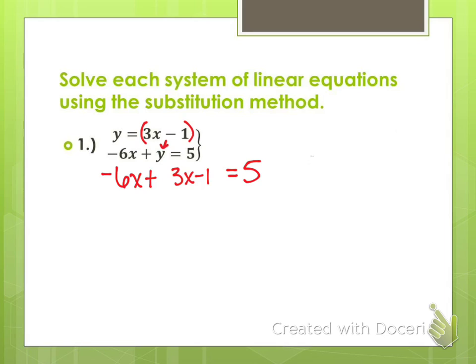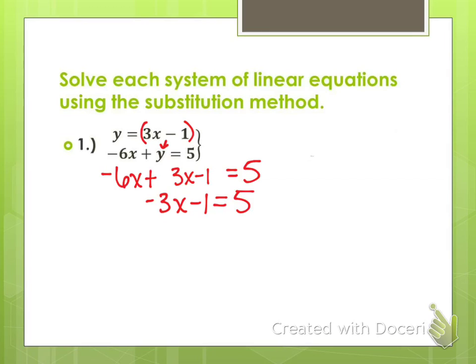Okay, so now we're on that step 3. Now we're ready to solve. First thing we do when we solve is combine like terms. We can take the negative 6x plus 3x. What would that give us? A negative 3x minus 1 equals 5.